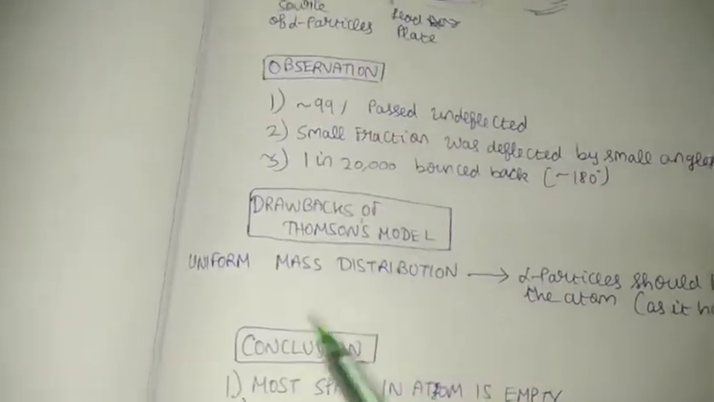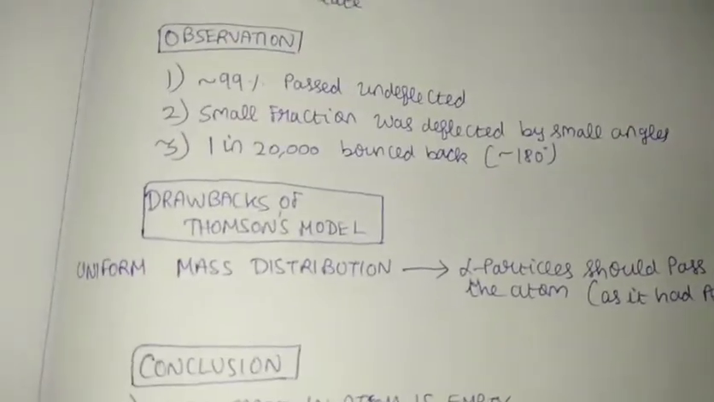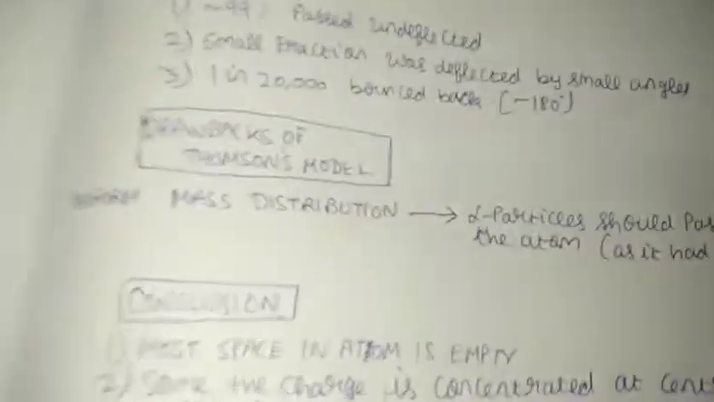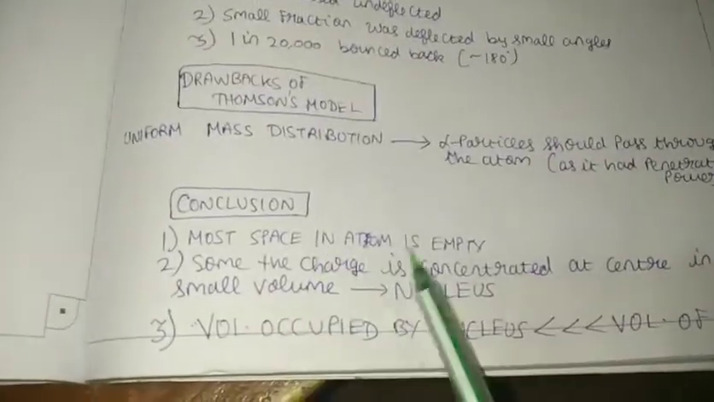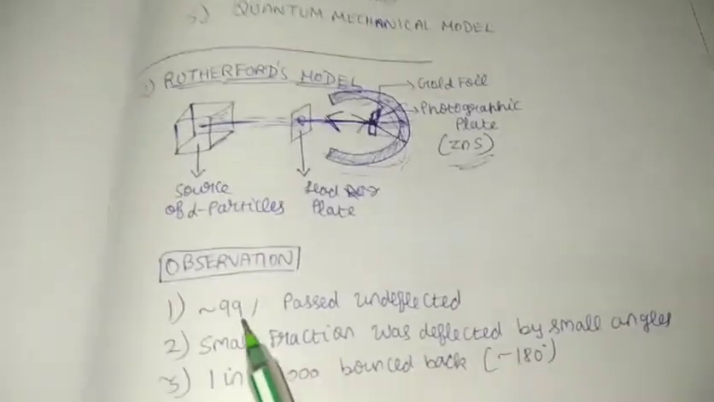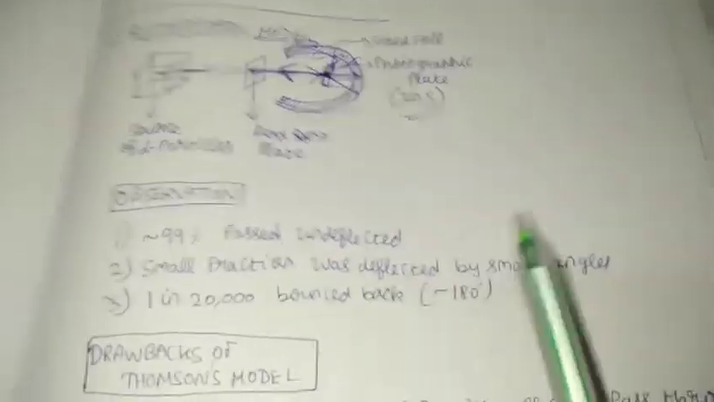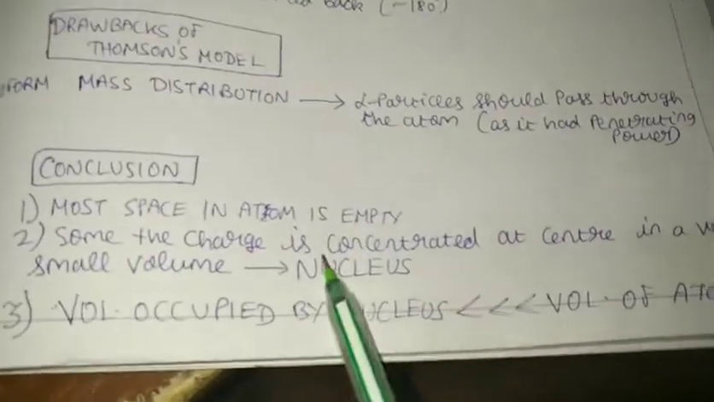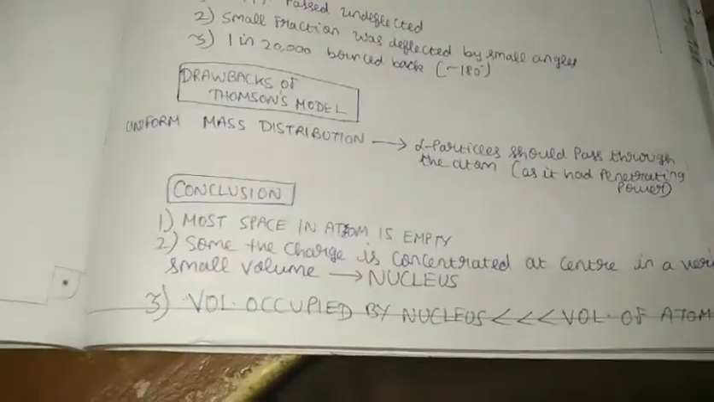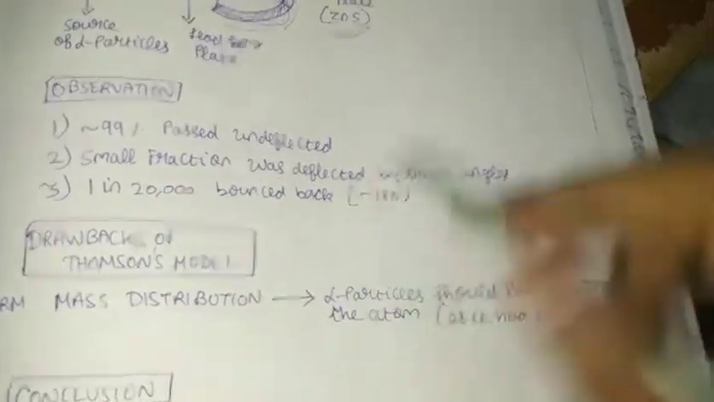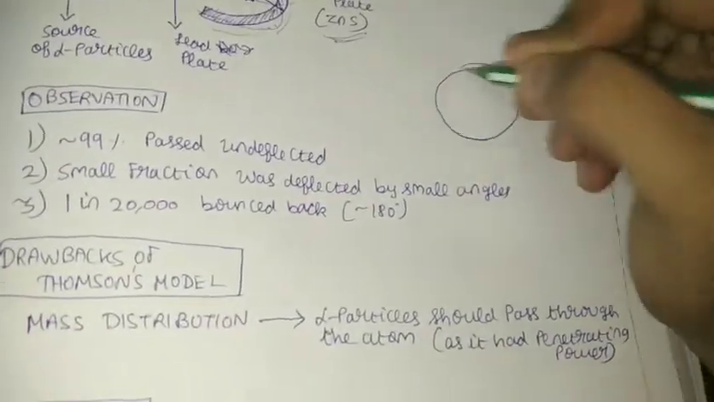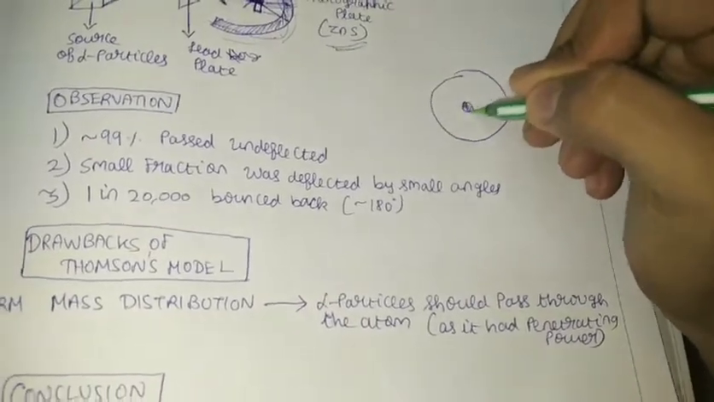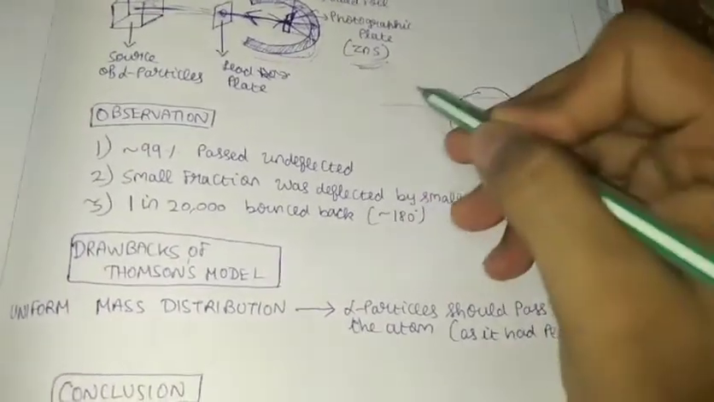Hence uniform mass distribution and charge distribution was not observed. So that was the main drawback of Thomson's model. Now Rutherford concluded that most of the space in the atom is empty. That's why many rays passed undeflected. And some positive charge is concentrated at the center in a very small volume, which he named the nucleus. That is why a small fraction was deflected by small angles. So if this was an atom, only a small portion was the nucleus, so many rays passed through it undeflected.